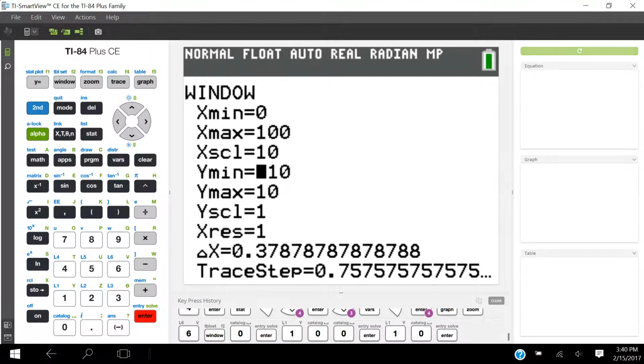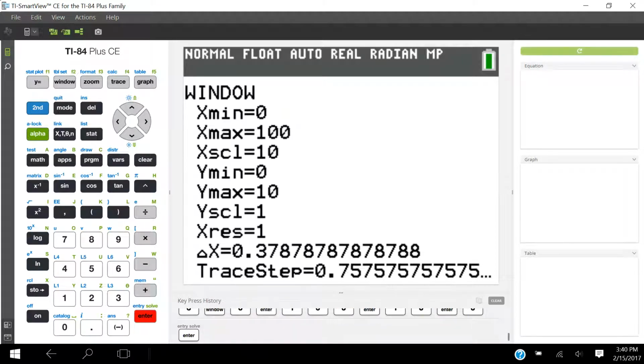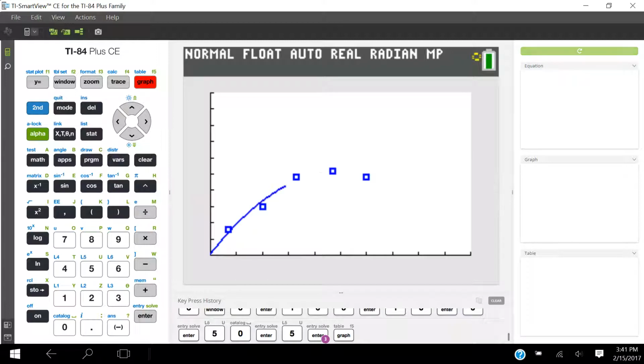Then for my Y min, again, 0 because I don't care about the negative. My max, we only went up to 24 on our table, but I think I'll put 50, and I'm going to count by 5s. I'm not going to worry about the resolution, my delta X, my trace steps, or any of that other stuff. All I'm really doing is setting up my X-min, X-max so that when I hit graph, I can see all the points I put in, and I can see the quadratic equation and how well it fits my data points. So there's the graph of what it looks like.